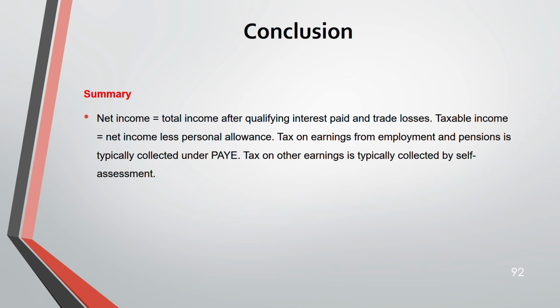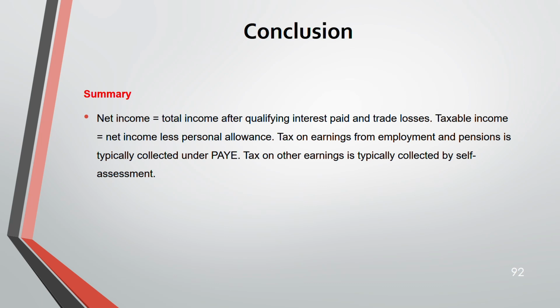Then next is your taxable income. For taxable income you need your net income, and for net income you need total income. So first is total income, then net income, then taxable income. Your taxable income is your net income less personal allowance. This personal allowance also can reduce. We have gone through the limit where your adjusted net income, if it's more than 100,000 to 125,140, personal allowance keeps reducing from 12,570. Once it reaches 125,140 and more, there is no personal allowance.